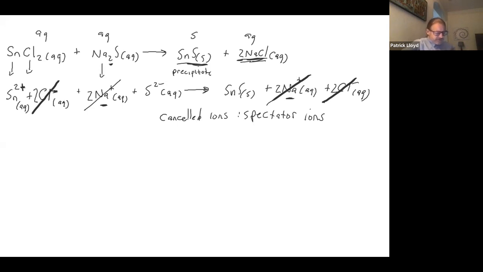So what's left over? You've got the tin, and then you've got the sulfide. And then your product is SnS, solid. Tin(II) sulfide.